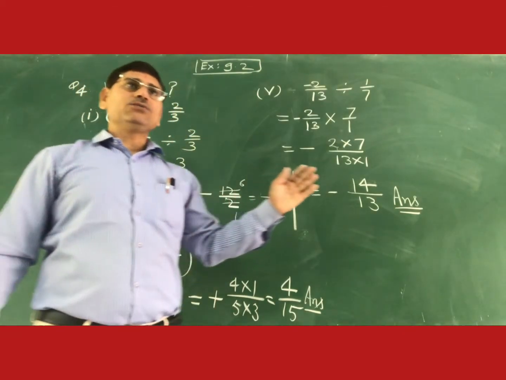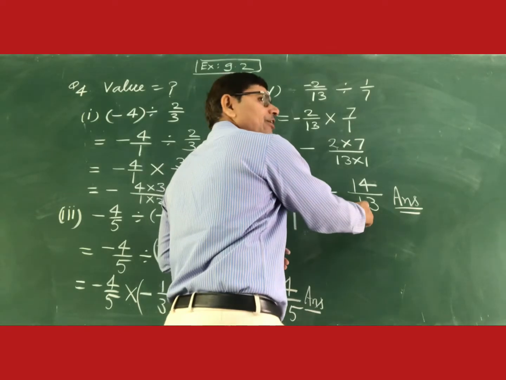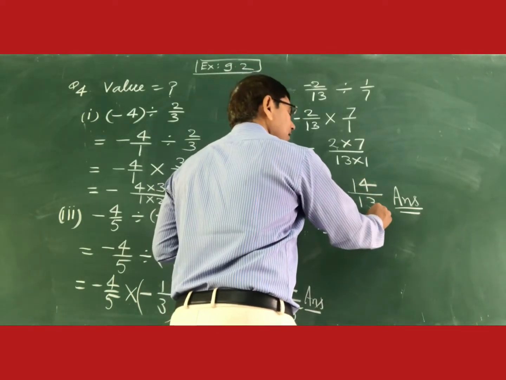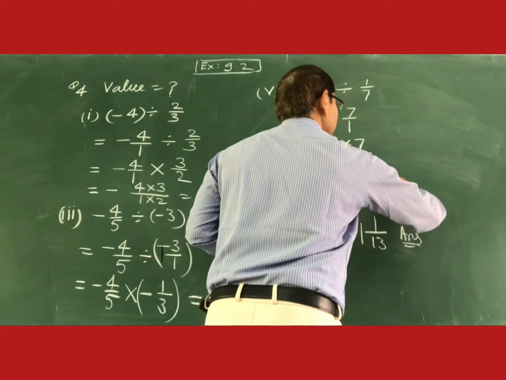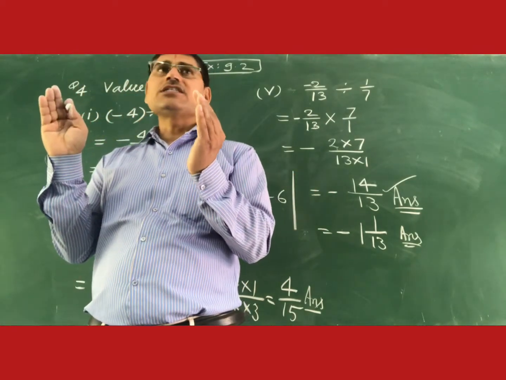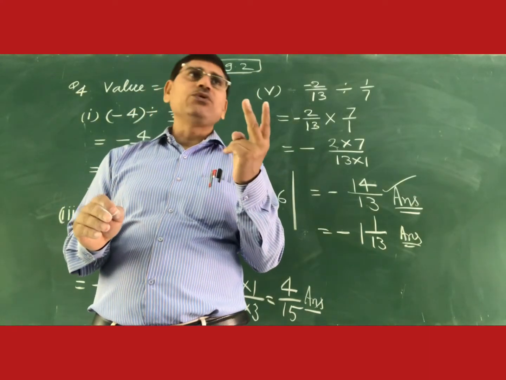Finally, if you want to change it into a mixed number, then you can also write: 13 1s are 13, minus is same to same. 13 1s are 13, remainder is 1 and this is 13. Otherwise you can leave it here. So this is the process to find the division of two rational numbers.